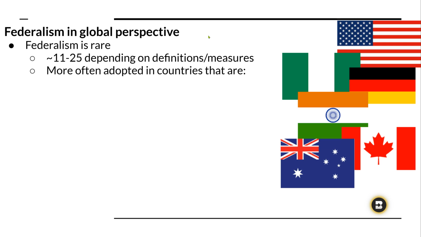Sometimes definitions count countries like Switzerland as federal, and I can kind of understand that, but it is still, to my mind, more of a confederal system, for example. Other counts might still consider Russia as a federal state, but we'll talk about that in a minute as to why it probably isn't something we should consider a federal state.